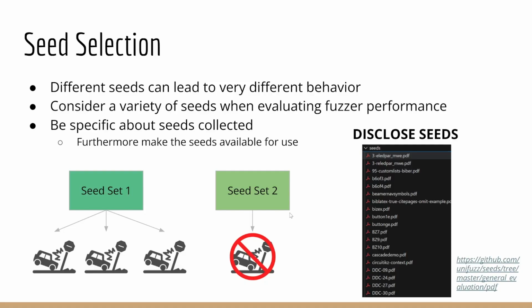Another important factor in fuzzing performance and evaluating fuzzer performance is the seed selection, as picking different sorts of seeds can lead to very different behavior. If you pick one seed set, you might get many crashes. You pick another seed set, you might get 0 crashes. The paper mentions that seeds should be disclosed so that these experiments can be reproduced later on.